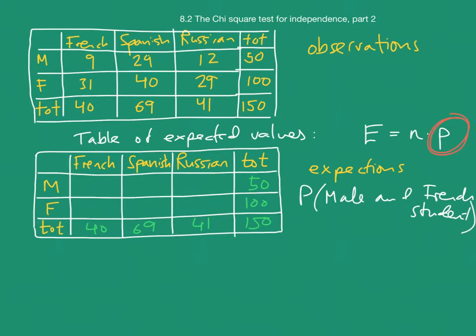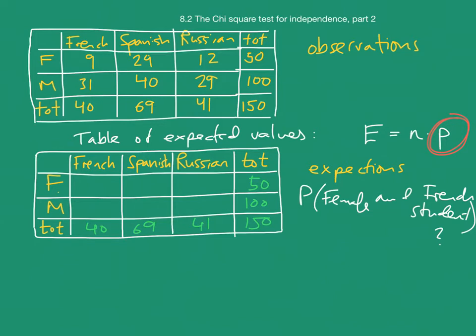Oh, my mistake. I've managed to reverse the categories here. It should say female and male and female and male, and that's consistent with the previous video, sorry. So we'll just rectify that here. So what's the probability that a random student is female and a French student?